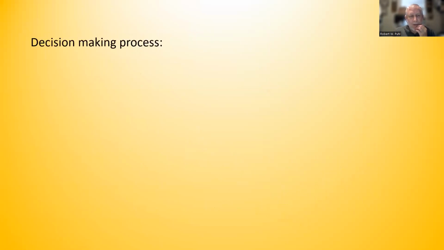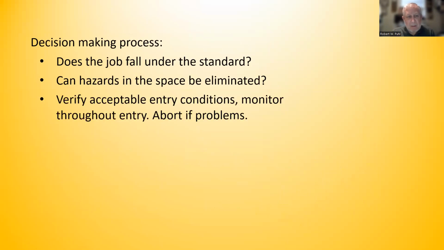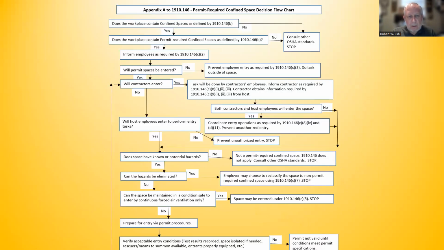And the decision-making process is: does the job fall under the standard? Can hazards in the space be eliminated? You verify acceptable entry conditions, monitor throughout entry, abort if there's problems, and audit the program when you're finished. And that's it right there. Now it still looks a little daunting, doesn't it? All right, we're going to look at each one of these.